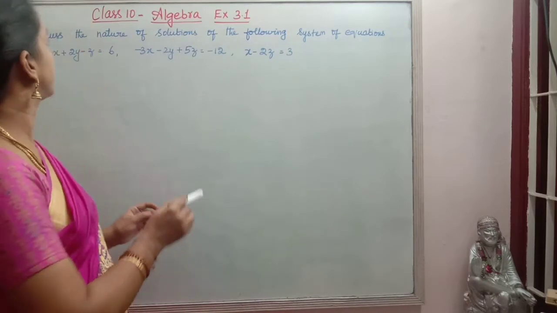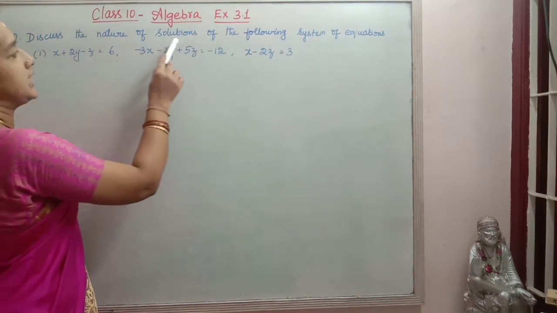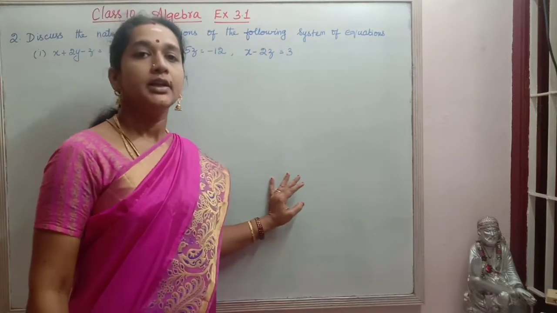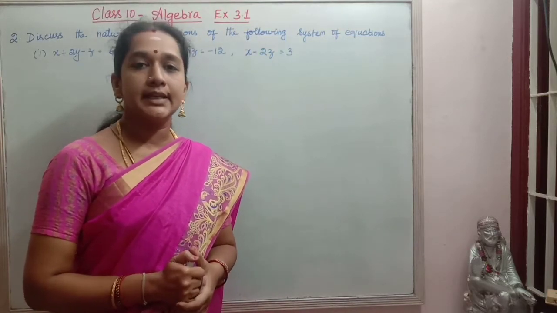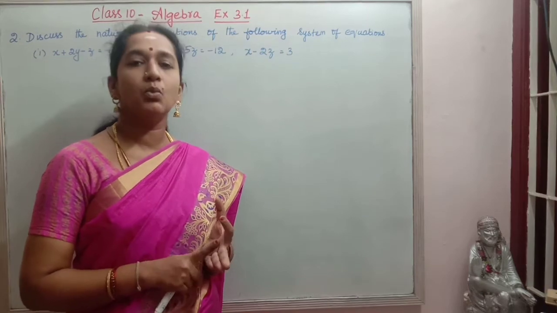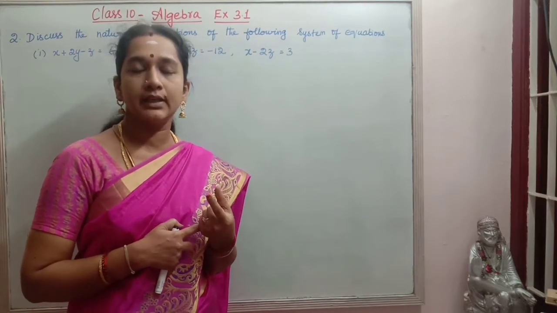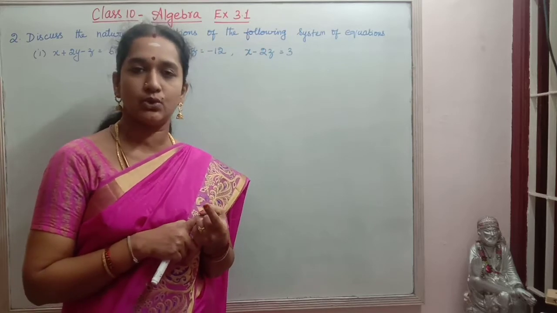Next one is second sum. Discuss the nature of the solutions of the following system of equations. If 2 or 3 lines intersect, there are 3 possibilities. One is all the 3 lines will be overlapping one over the other. So we will be getting infinite number of solutions.